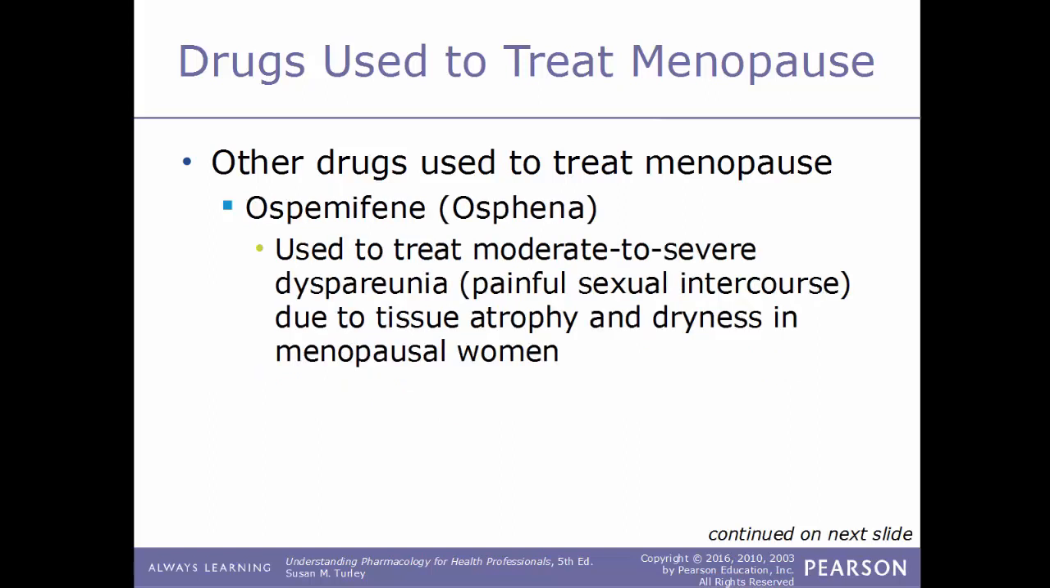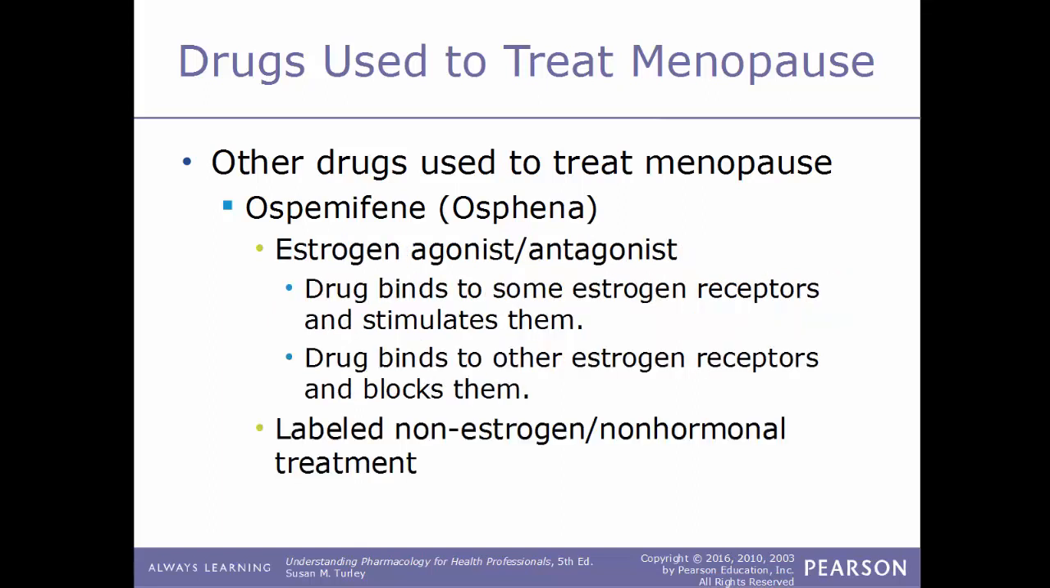Another drug that can be used to treat menopause is ospemifene, known by its trade name Osphena. This drug is used to treat moderate to severe dyspareunia, which is painful sexual intercourse, due to the tissue atrophy and the dryness in menopausal women. This drug is an estrogen agonist-antagonist drug. The drug binds to some estrogen receptors and will stimulate them, and then the drug binds to other estrogen receptors and blocks them. This drug is also labeled as a non-estrogen, non-hormonal treatment.